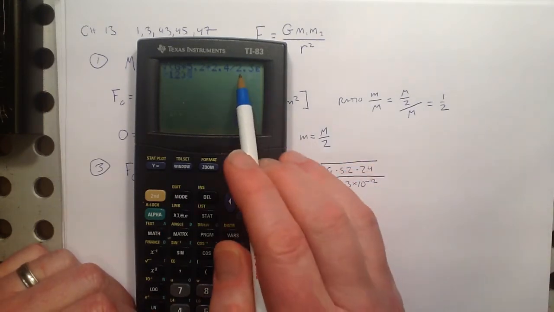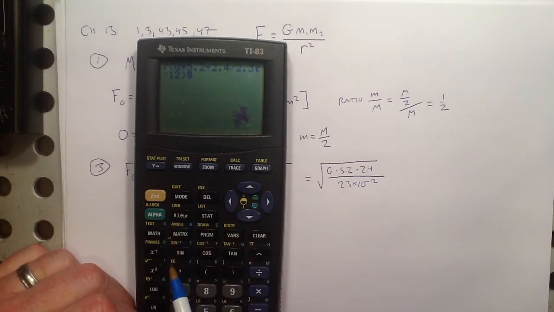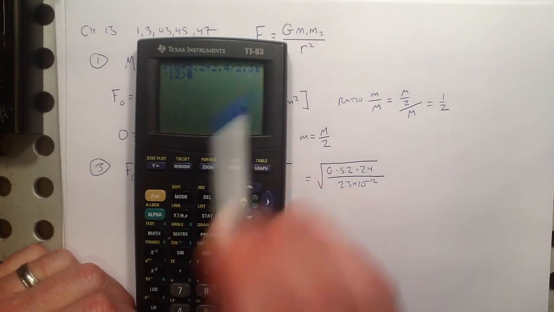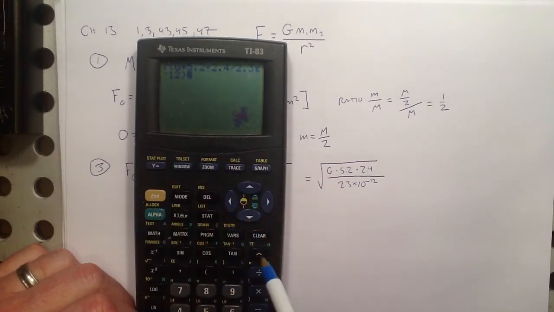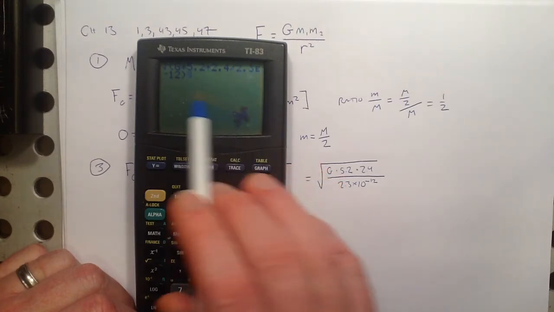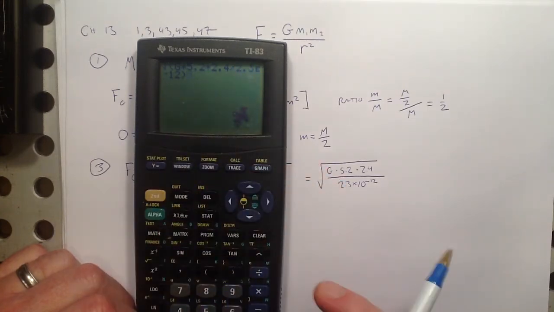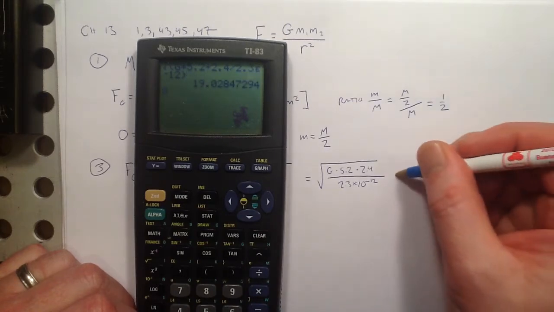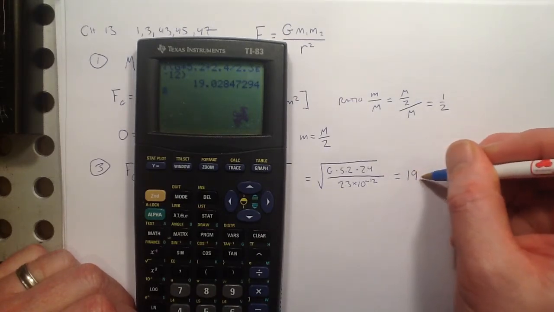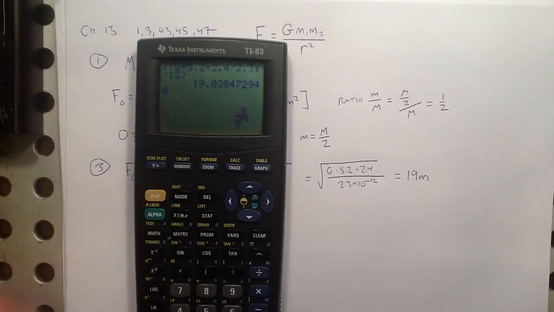If you choose to, instead of using the e exponent entry here on your calculator, do times 10 to the whatever, then you'd have to have that in parentheses on the bottom. Just be careful about that. So that would be a separation of 19 meters.